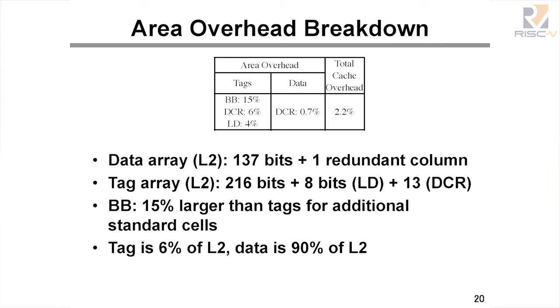And then bit bypass is expensive. It adds 15% overhead to the tags. But luckily, the tags only contribute to 6% of the L2 area. So overall, this ends up being about 2% area overhead.